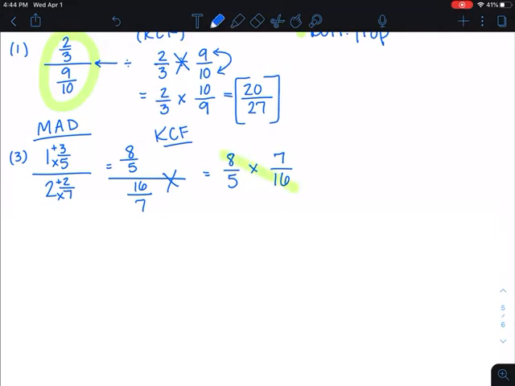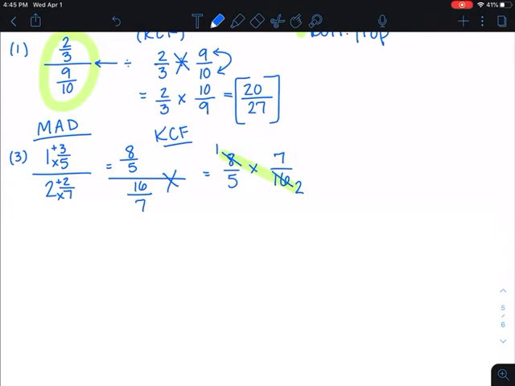You want to see if you can cross cancel it all. 8 and 16 are both even numbers, and 2 can go into both of them. So if I divide both of these numbers by 2, 8 divided by 2 is 4, and 16 divided by 2 is 8. They're still even numbers, so you can cross cancel again. So 2 goes into 4 2 times, and 2 goes into 8 4 times. You can do it again. 2 goes into 2 1 time, and 2 goes into 4 2 times.